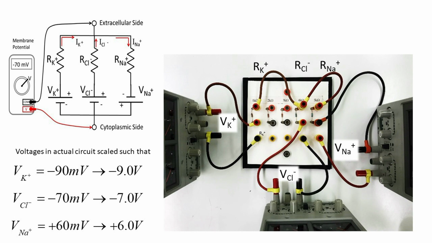You can construct the cell membrane model circuit using the resistor board and three voltage sources. Note that the voltages are scaled up from tens of millivolts for an actual cell to volts in the model circuit. Pay particular attention to where you connect the positive red poles of the voltage source. If you don't have three voltage sources, a 9-volt battery can substitute for the 9-volt source.